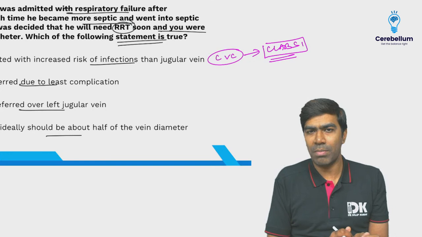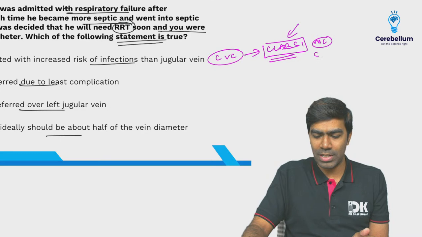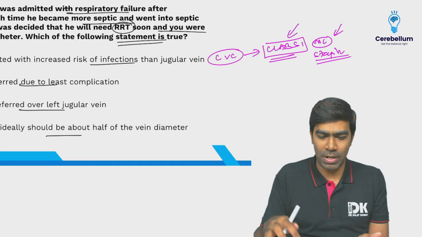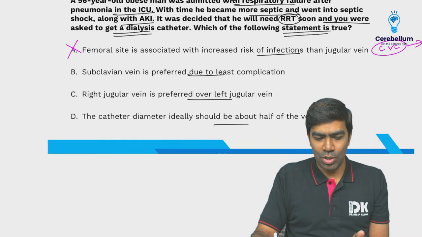The most common organism is going to be staph, the gram positive cocci. It could be either coagulase negative staphylococci or it could be Staphylococcus aureus also. But CONS is the most common cause of this central line associated bloodstream infection, CLABSI. Second, subclavian vein is preferred due to least risk of complications. Of course, it is wrong.